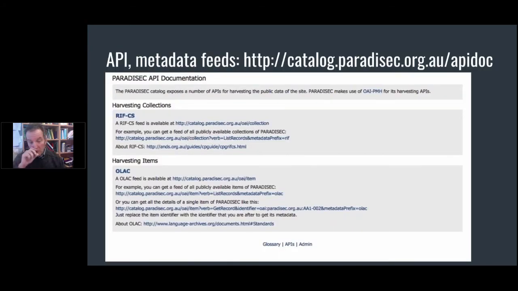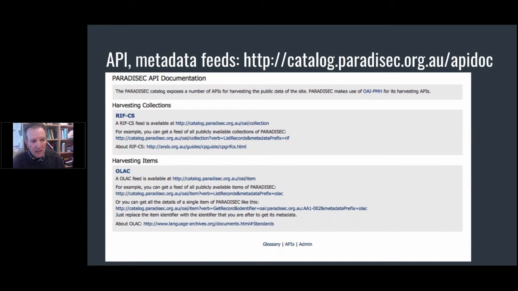We have an API. We have two feeds that we produce so people can link into our collections. RIF-CS is at the collection level, and that's what's harvested by Research Data Australia and other services. Trove also harvests that material. And the OAI-PMH feed is primarily targeted at the Open Language Archives community. So linguists have been very good at setting up services based around these language identifiers.